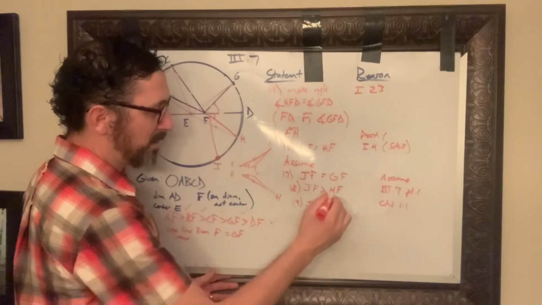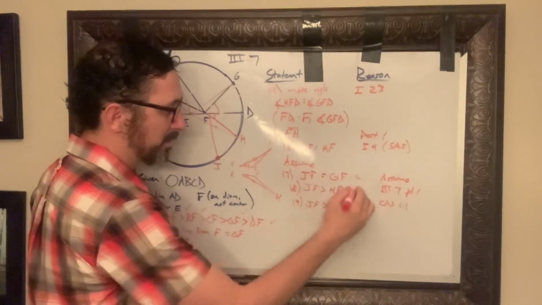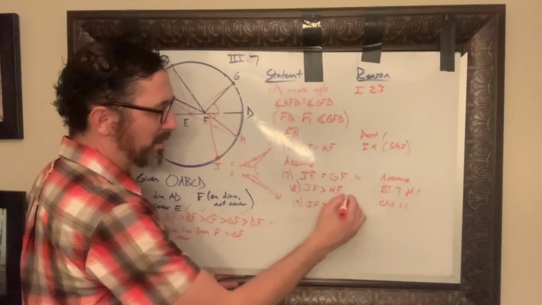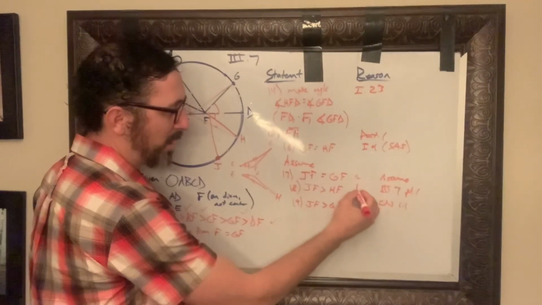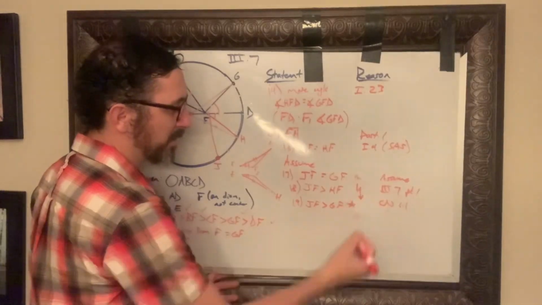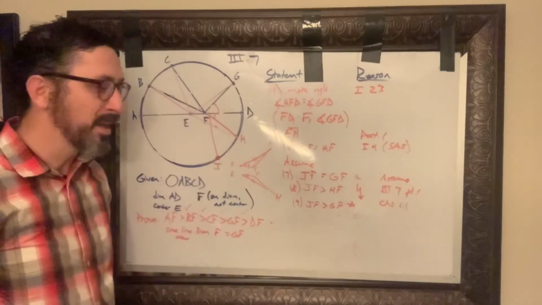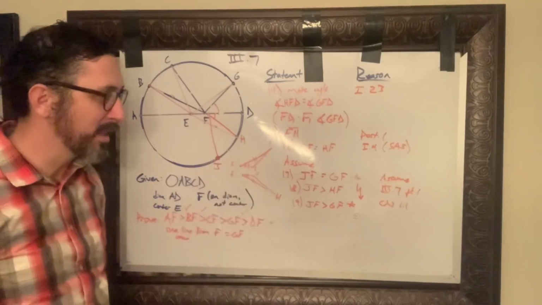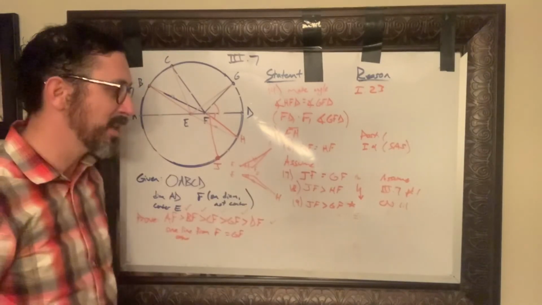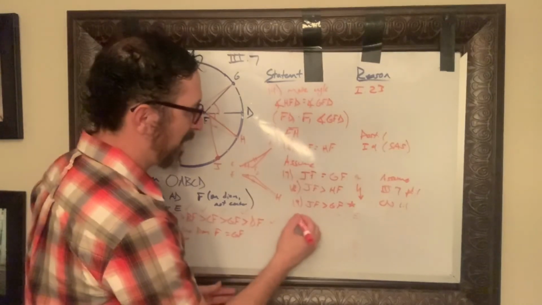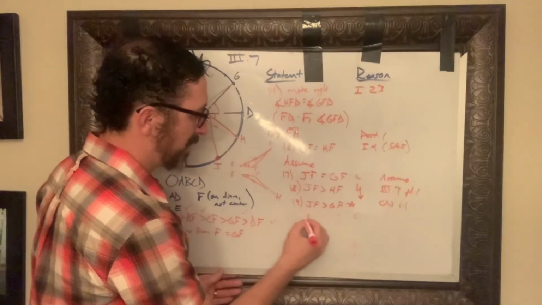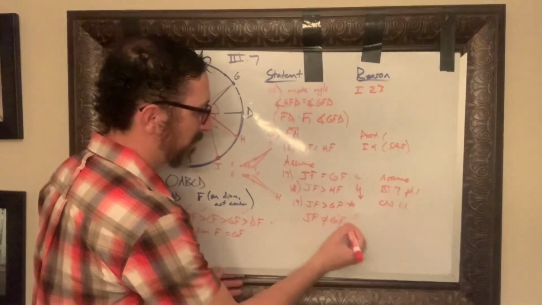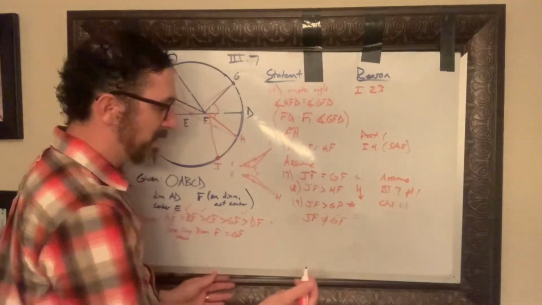So I have these two things right here: JF is equal to GF, and JF is bigger than GF, and those two can't be true at the same time, so I have a contradiction. That means something I have on the board is false, and the only thing that could be false is my assumption. So JF cannot be bigger than or equal to GF, which means that there's only one line.